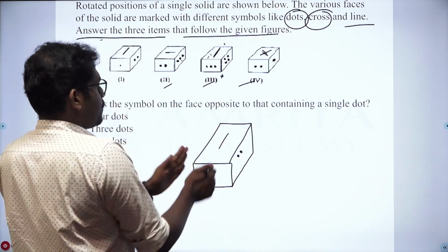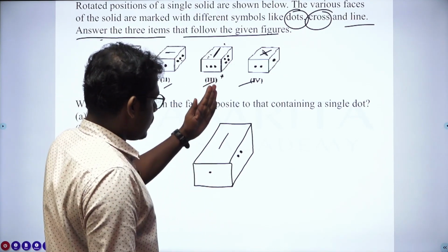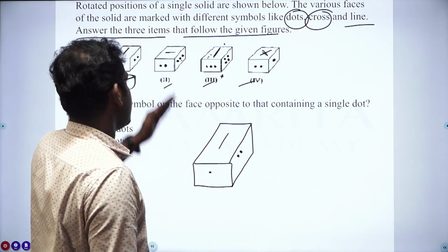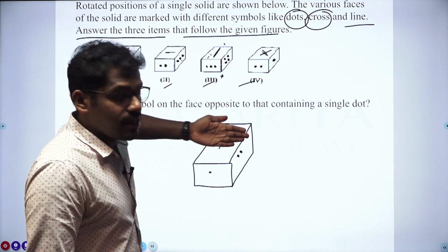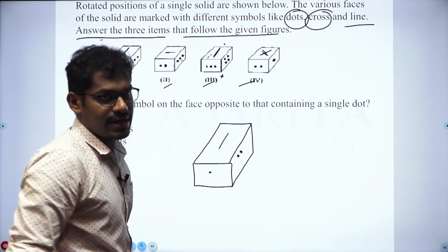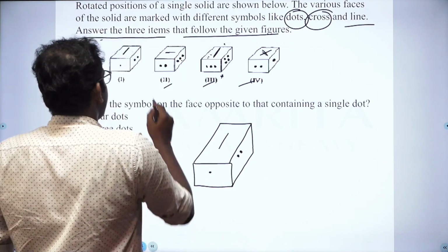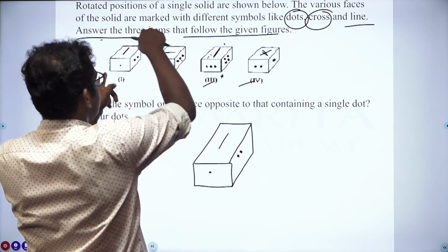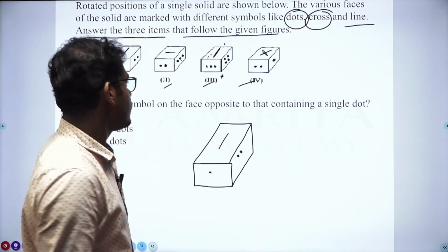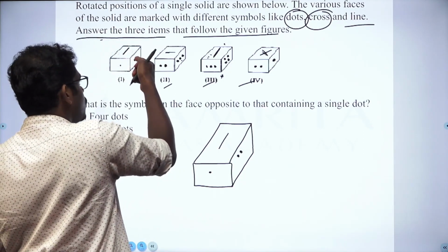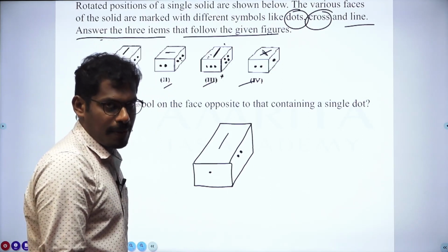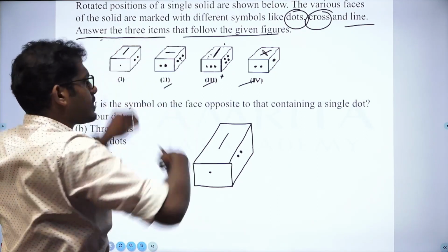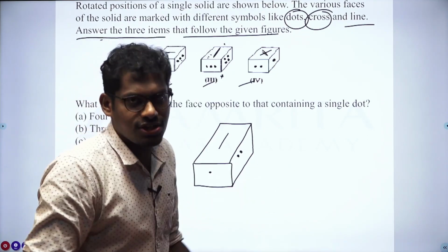See, in the initial figure, the line is like this. The line at the top face. In the second figure, it is like this, 90 degree towards right. Clear? Okay. When the line on the top is turned 90 degree towards right, what happened? These 2 dots come at the front face. If these 2 dots have to come at the front face, it has been rotated 90 degree towards right. One rotation towards right. Clear?